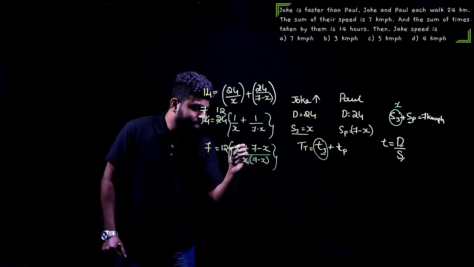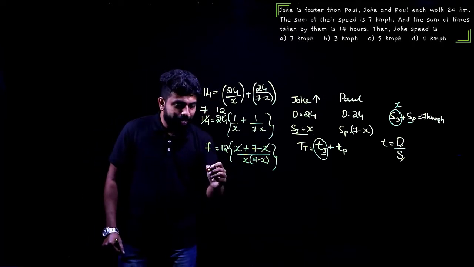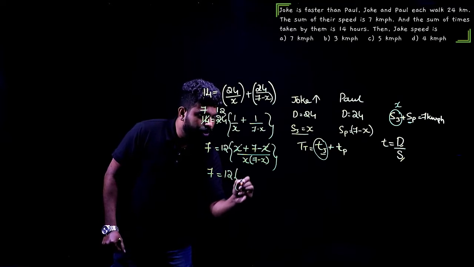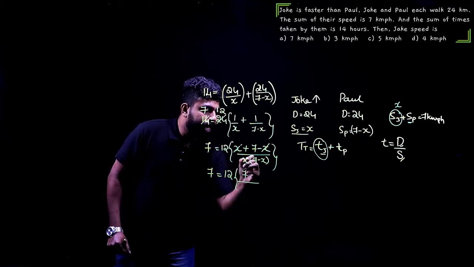Now x and x gets cancelled. So what will I be left out with? 7 will be equal to 12 into 7 divided by x into 7.